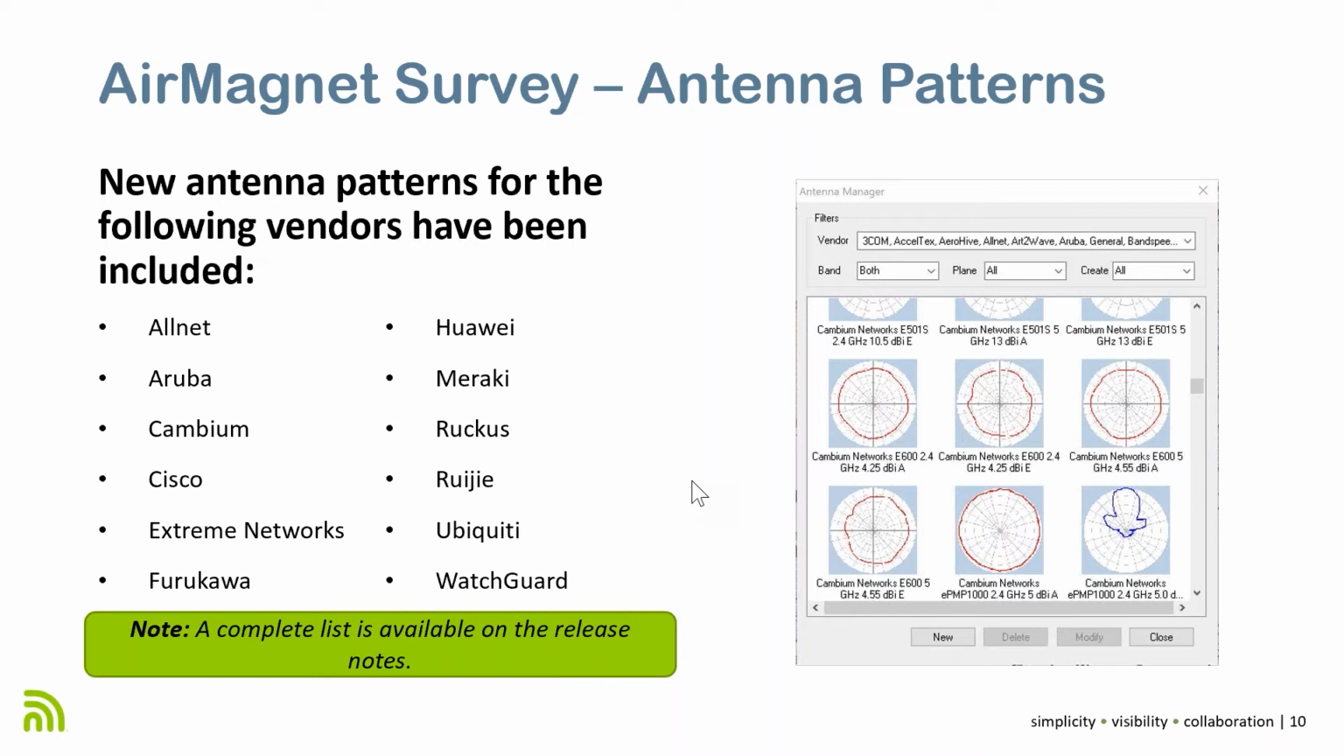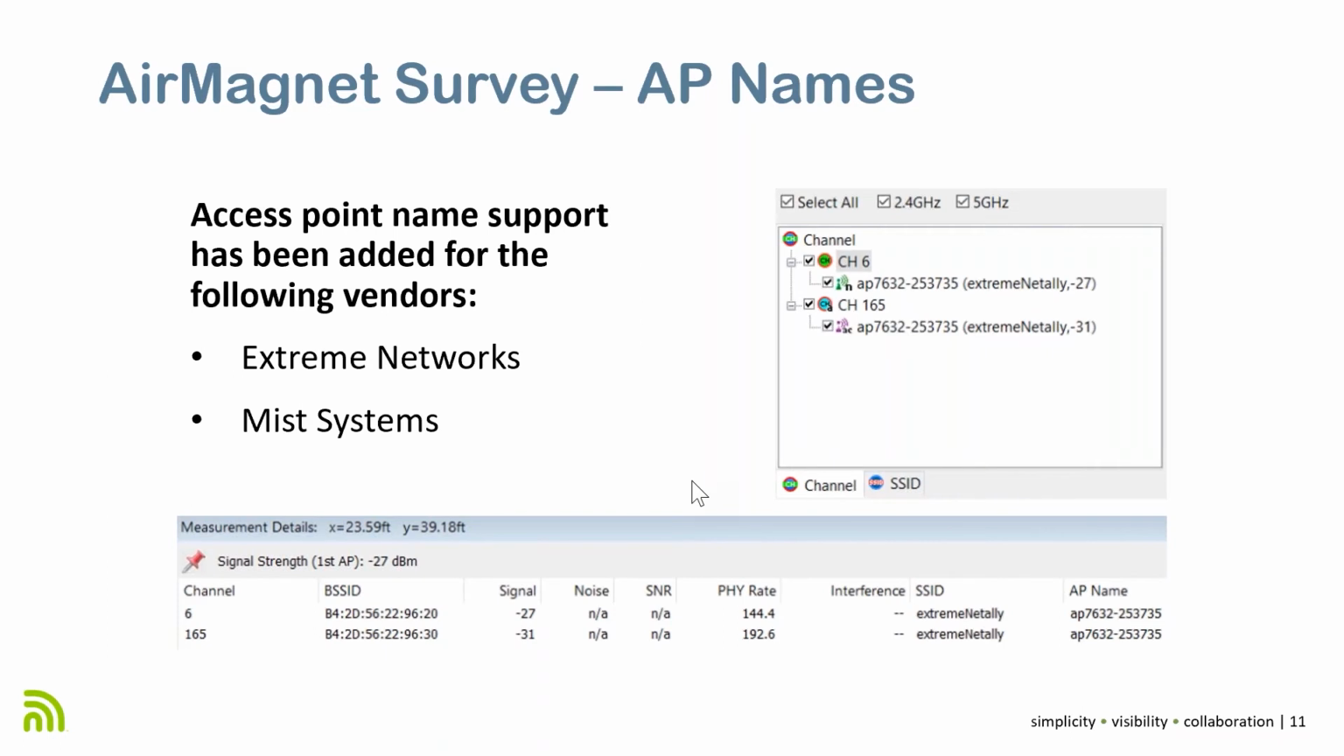Just for you now, here are all the vendors for which we added new antenna patterns. So if you were looking for antenna patterns for one of these vendors that were not available in previous versions of the software, there's a high possibility they're now there. So check them out. We already also talked about AP names for Extreme Networks and Mist Systems. So that's also been added here. So now you'll be able to see the AP name for these access points, for example here, or down when you're looking at the details for each BSSID, you'll be able to see the AP name too.